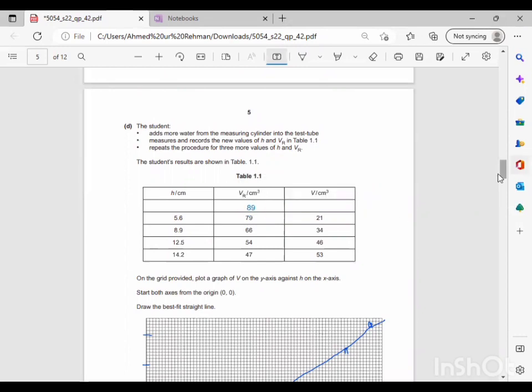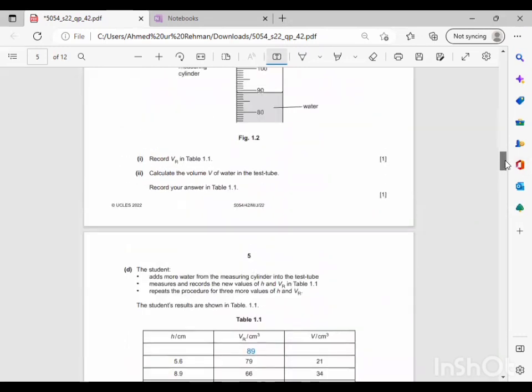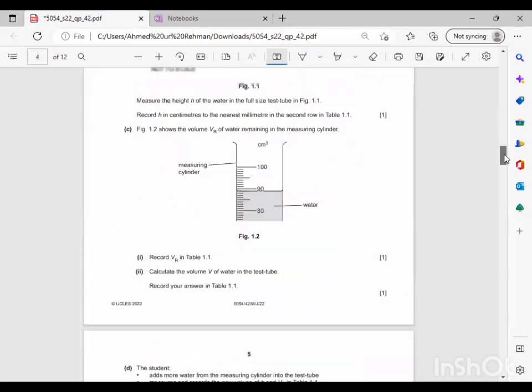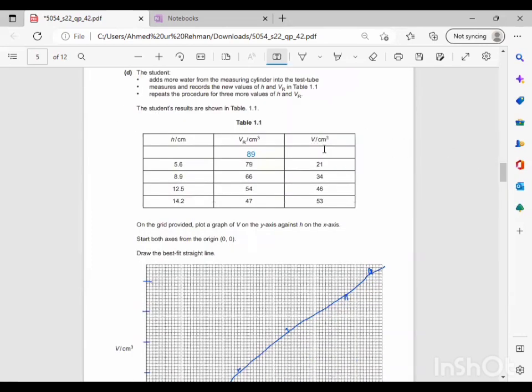Right? And V is what? V is calculate the volume V of water in the test tube. So if this much volume of water has finished from the measuring cylinder, 100 minus 89 is the volume which will be going in the test tube, and that is 11, right? So this is going to be 11. Right, so this is my answer for this, and H was, let's give it a value of 3.0.